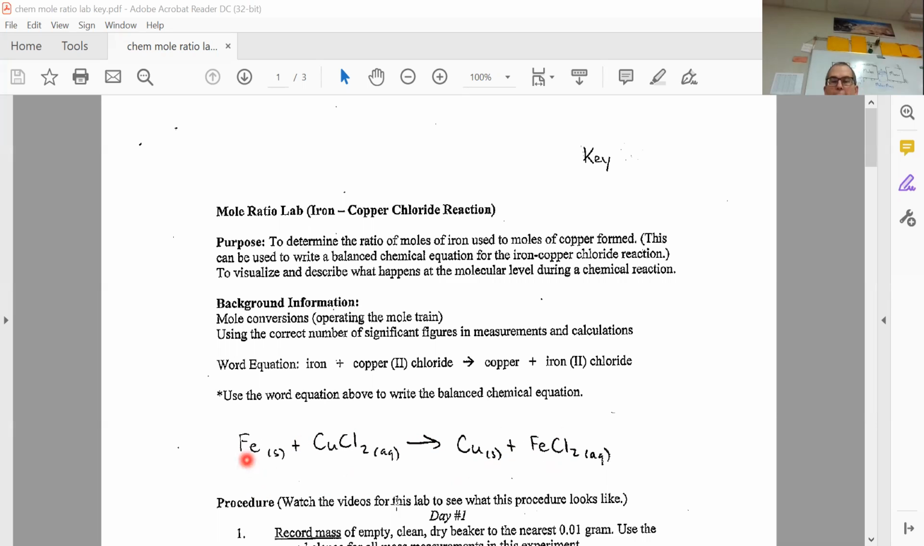We kept track of the iron and the copper in this lab. For every atom of iron we should have used, we should have produced 1 atom of copper. Or for every mole of iron atoms, we should have produced 1 mole of copper atoms. But we're not comparing gram to gram. We're comparing mole per mole or atom per atom.